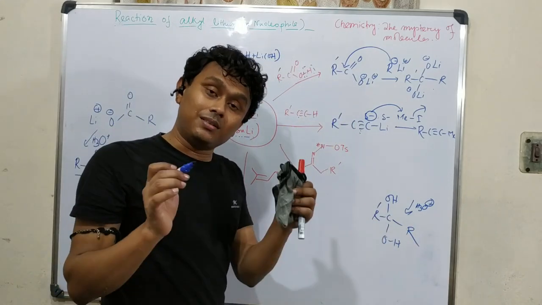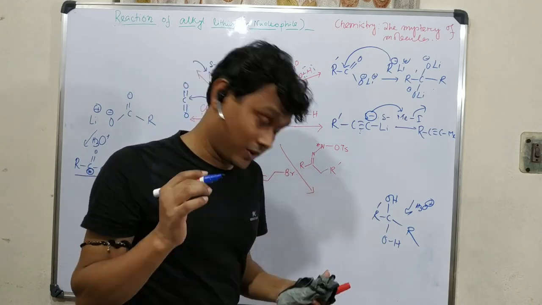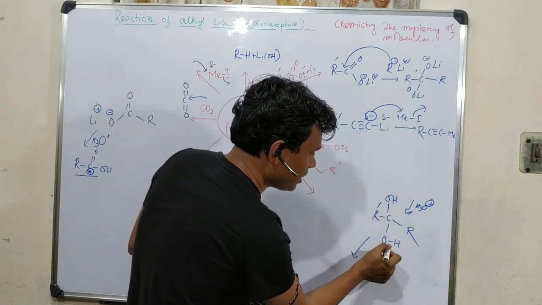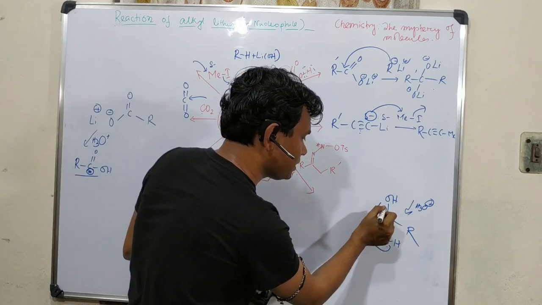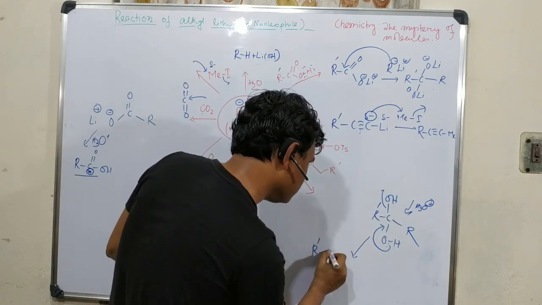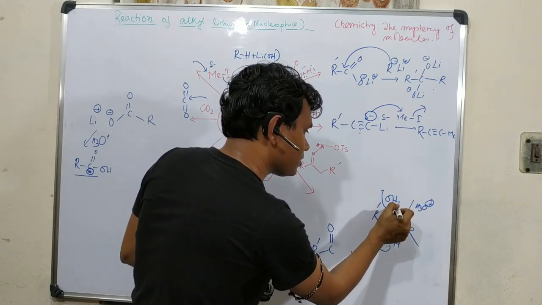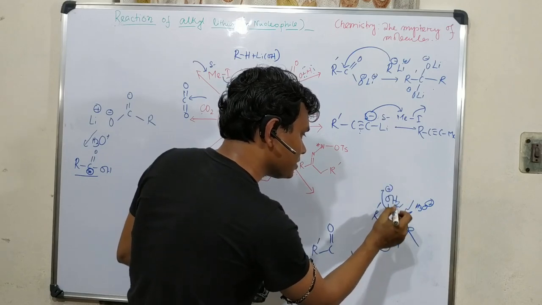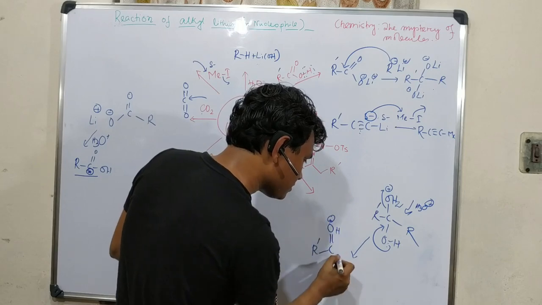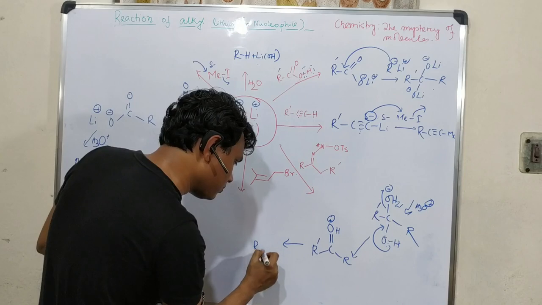We know that a dihydroxy group on the same carbon is not stable. Ultimately it results in dehydration. How? This oxygen pushes its lone pair, and this goes. First this water goes, producing R prime C O. This is under acidic condition, so it can remain as OH2 plus. So water will leave, producing this R, and it will release its proton to form the carbonyl.